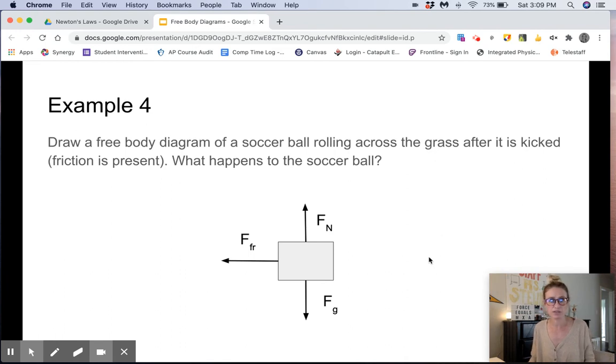Well, if it's moving to the right, but the unbalanced force is to the left, and therefore the acceleration is to the left, that soccer ball will slow down and stop. Remember, if we called this a positive velocity, it's moving to the right, and then the acceleration is in the opposite direction. It's a negative acceleration. When velocity and acceleration are opposite signs, that object slows down. So that's what's happening here.